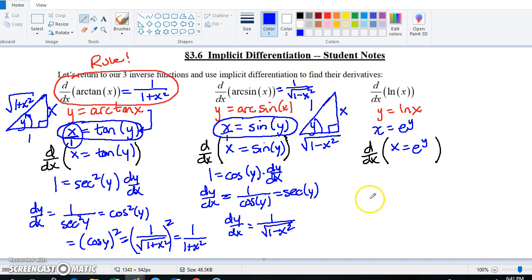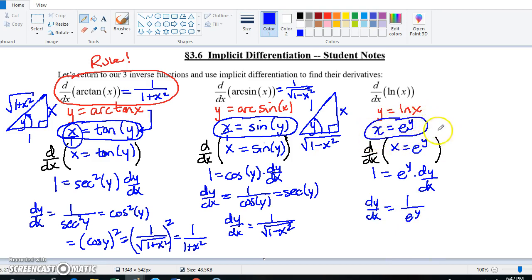Okay, last one, the natural log of x. We're going to rewrite y equals natural log of x as x equals e to the y. We're going to differentiate both sides. We're going to get 1 equals e to the y dy dx. We're going to solve and get 1 over e to the y. Now this one, we already know e to the y is defined as x. So we can just replace e to the y with x, and we get 1 over x.